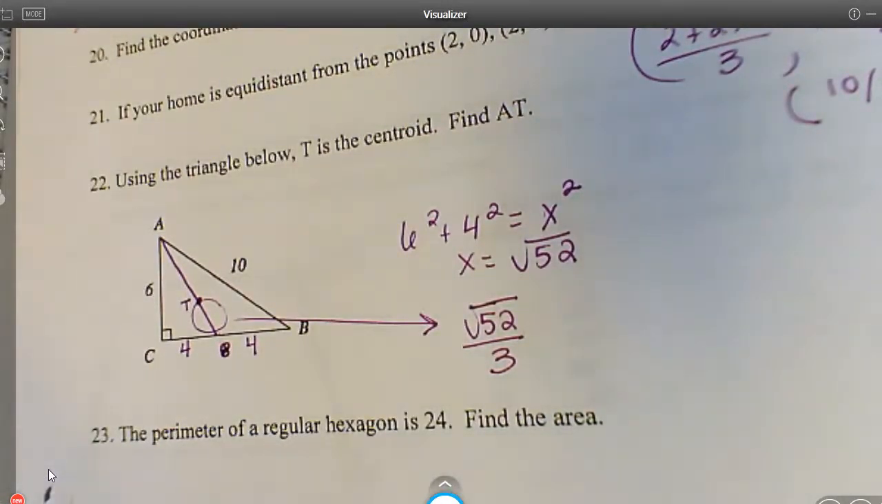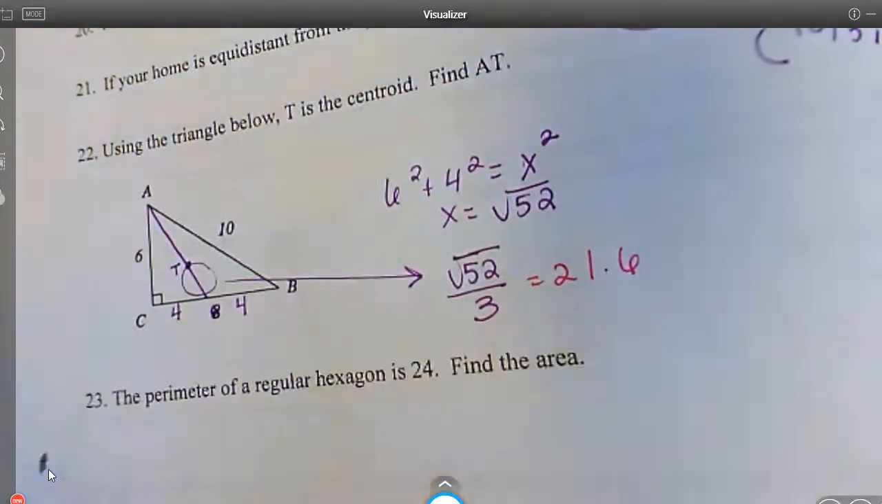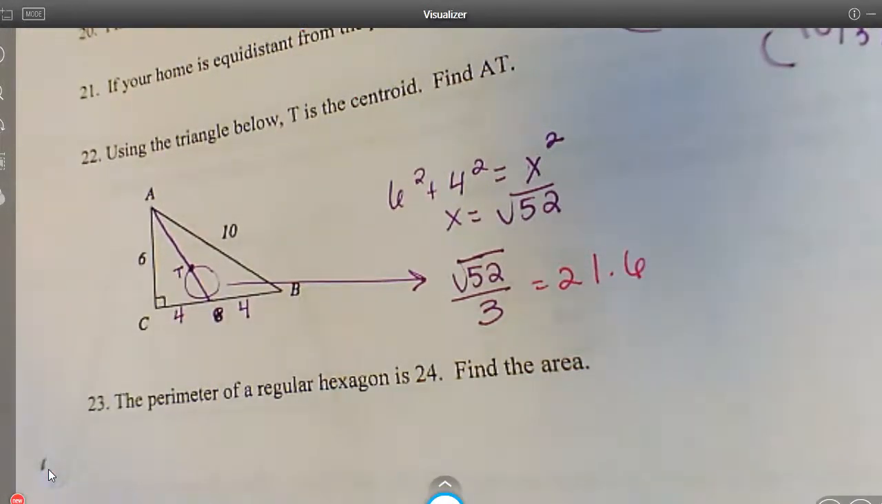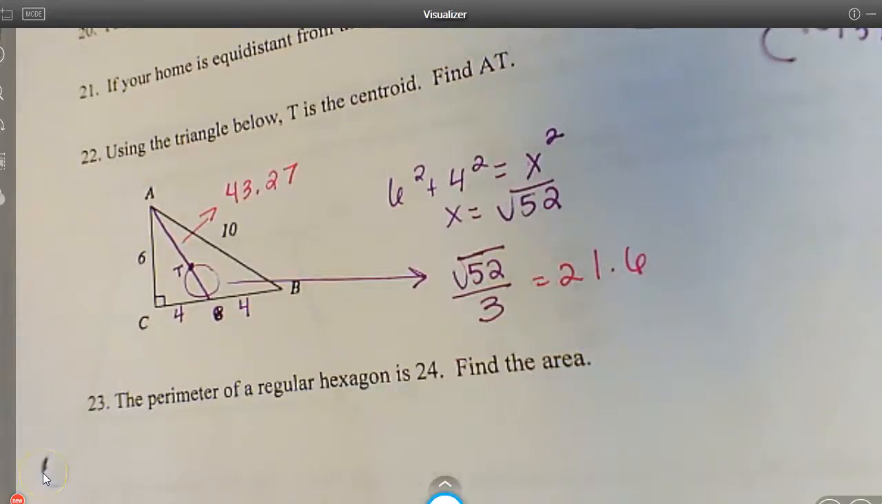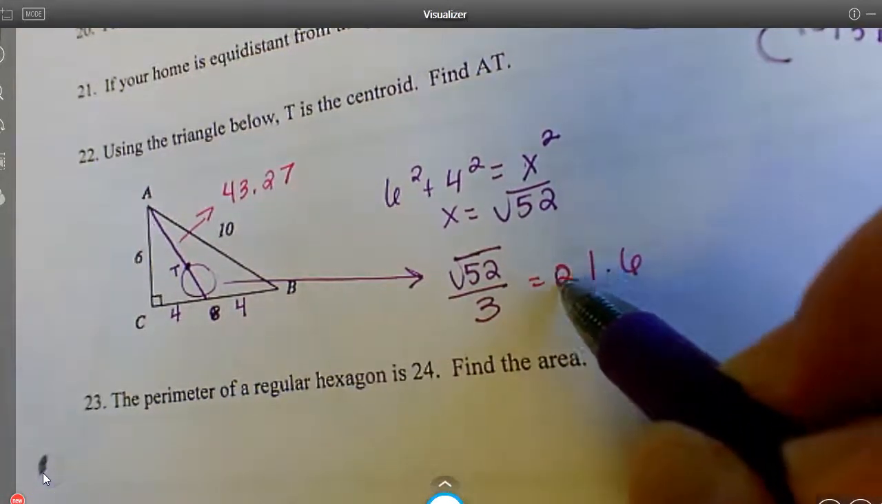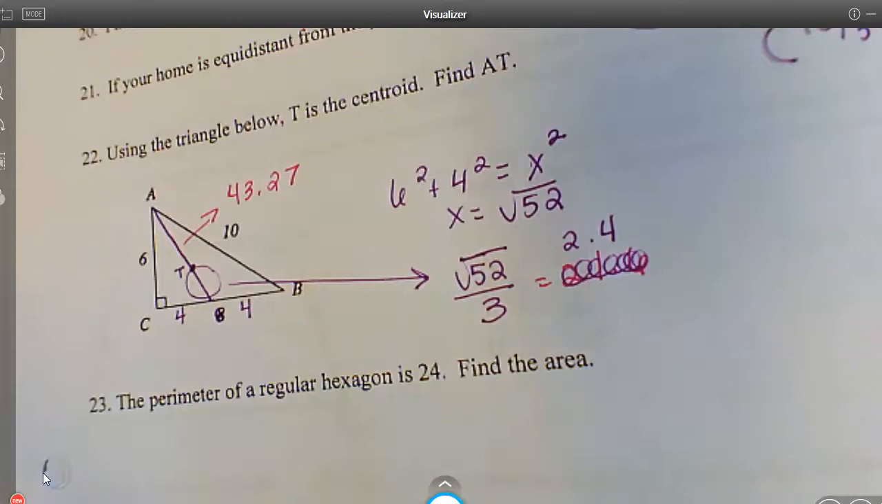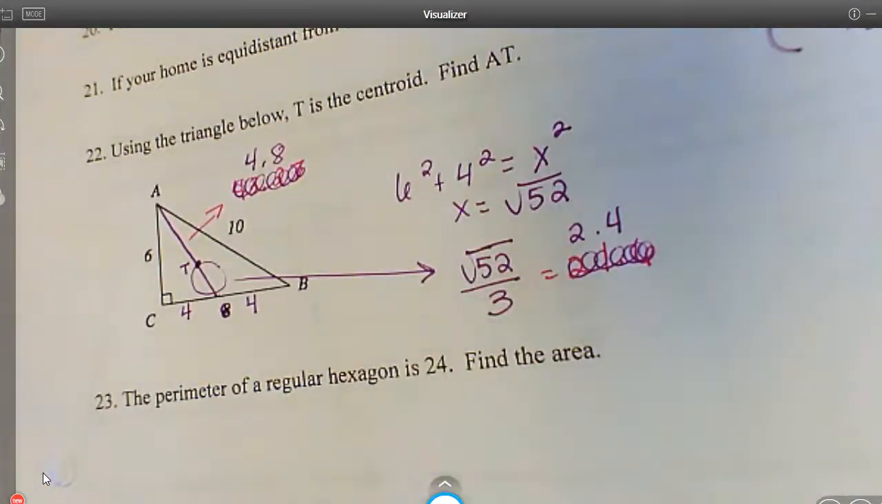And I can go ahead and find that decimal if I want to. It's 21 point something. That's not what it's asking me. It's asking me this top part. And so we multiply that by 2. Yes, I definitely put this in the calculator wrong. This is not 21.6. This is 2.4. And then we times that by 2 to get this value up here, which is not 43. It is 4.8. Thank you.